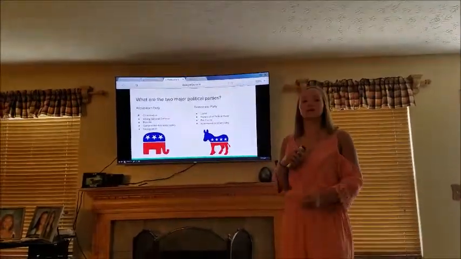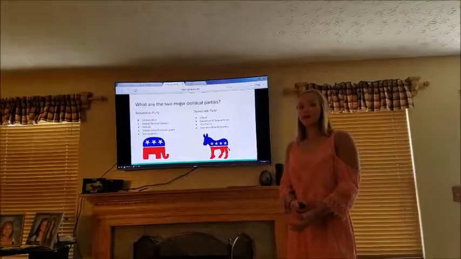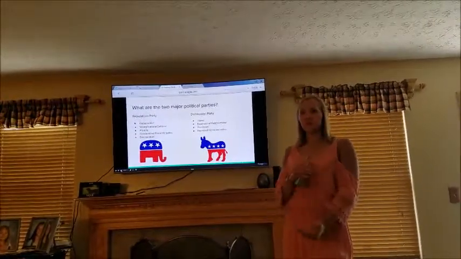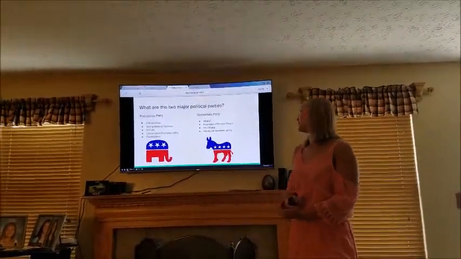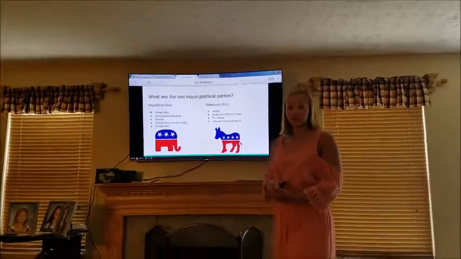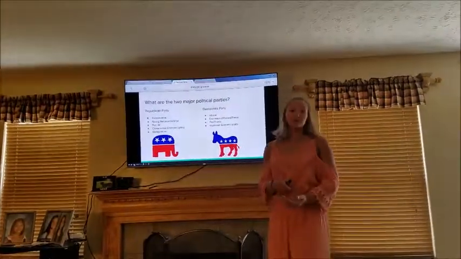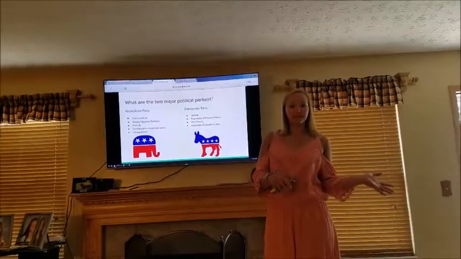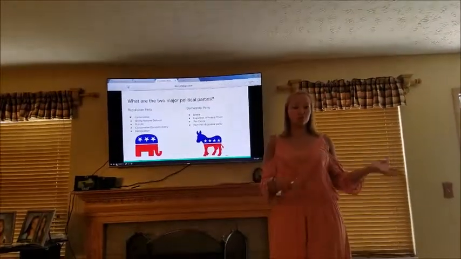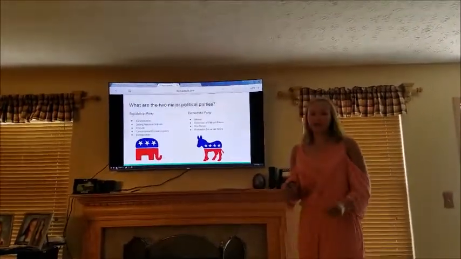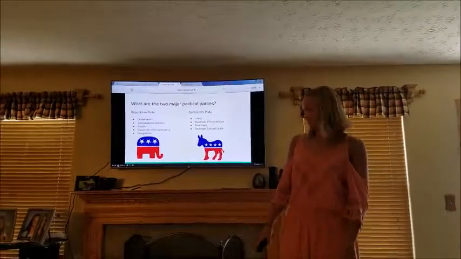The Republican Party is more conservative leaning. They go for conservative social policies and economic policies. They're really for a strong national defense, and they lean towards pro-life stances, which gives them a lot of support from the churches and all of that. And they're good for deregulation.